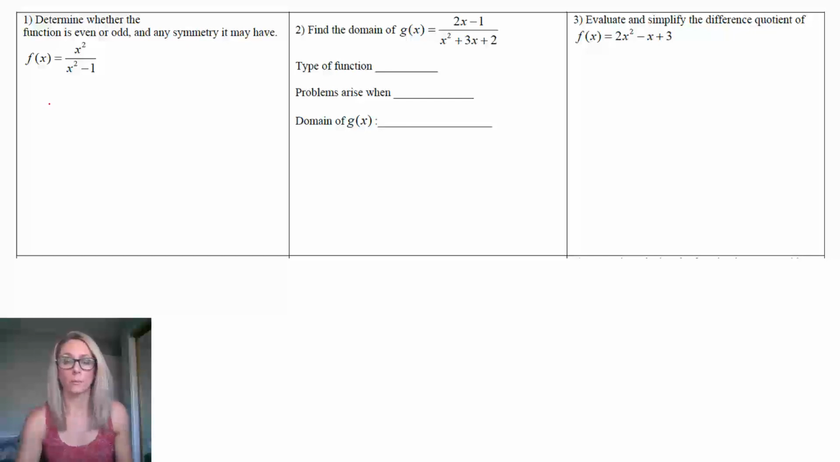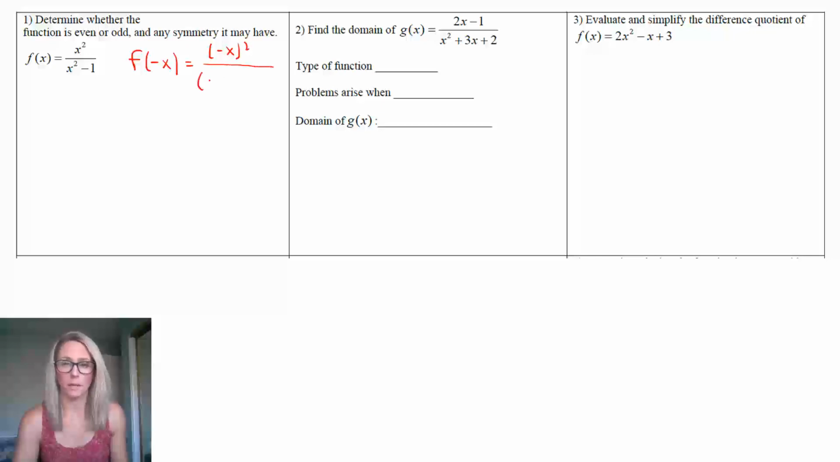So now we'll take a look at some review problems, just to get us warmed up for that calculus feel. The first one is to take a function and determine whether it's even or odd and see about any symmetry. So from part one, we want to remember that we simply need to plug in negative x everywhere in the function where we see x.